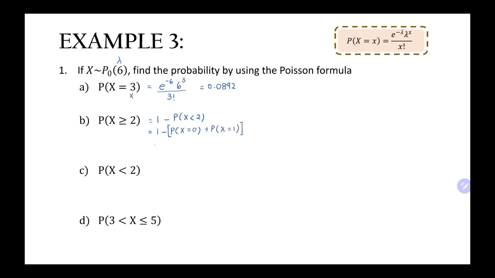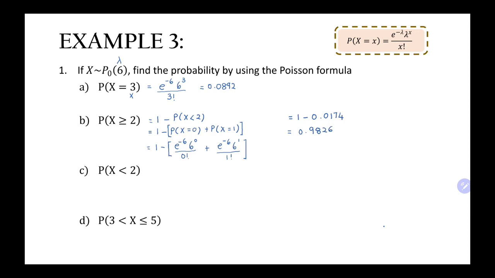Then we substitute the formula for 0 and 1. So we get 1 minus e^(-6) 6^0 divided by 0 factorial. Then we plus e^(-6) 6^1 divided by 1 factorial. We calculate, we get answer 1 minus 0.0174. Then the final answer we get 0.9826.